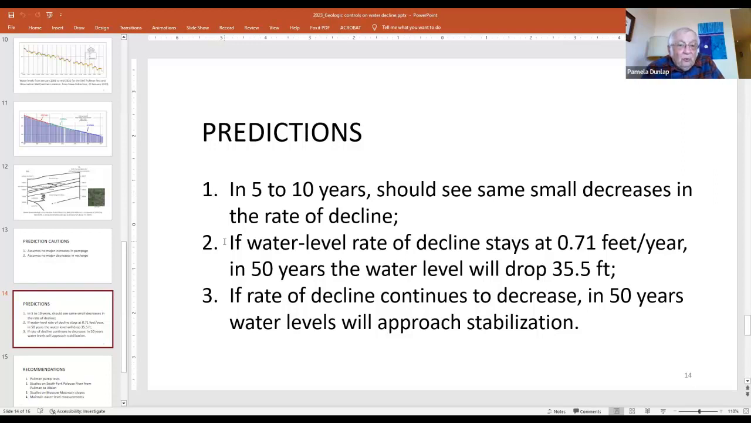Now, if the water level decline stays the same, about 0.7 feet per year, people are always asking, about 50 years down the road, what's going to happen? Well, if it levels out at 0.7 feet per year, in 50 years we'll drop about 35 feet, 35.5 feet. So who does that affect? It affects some of the domestic wells if there's not enough depth to the well below where they are pumping.